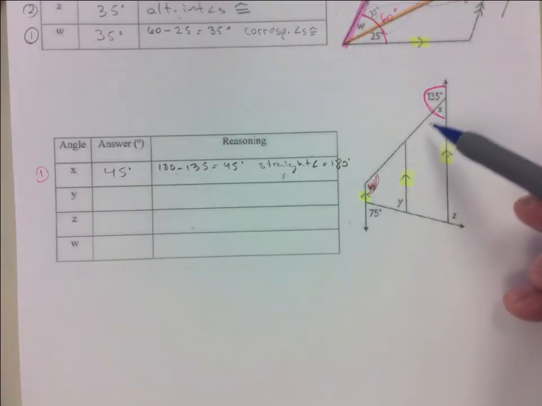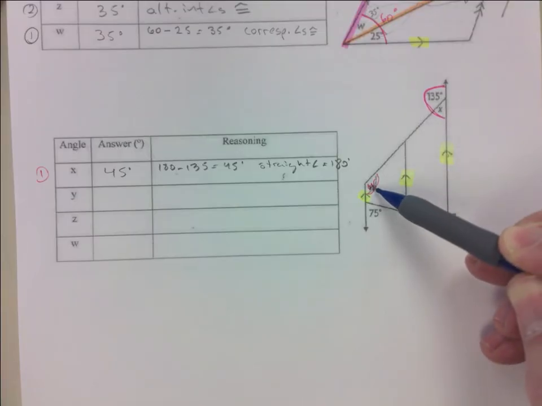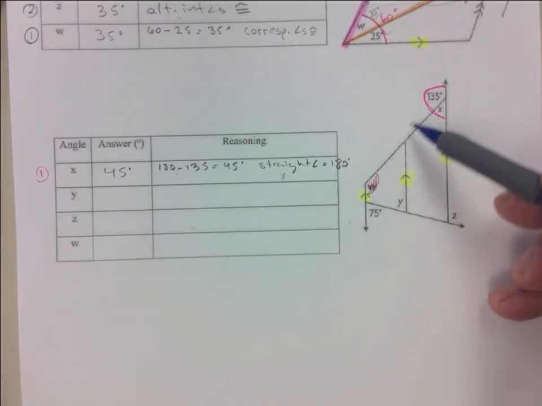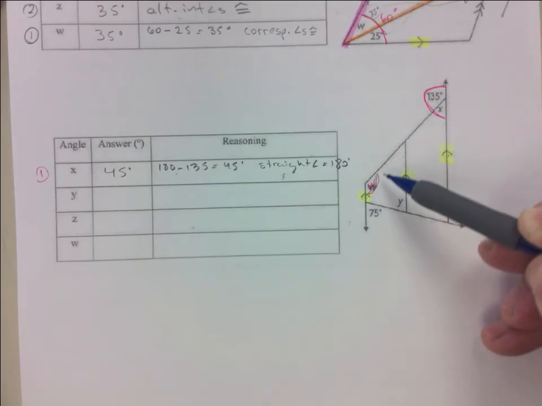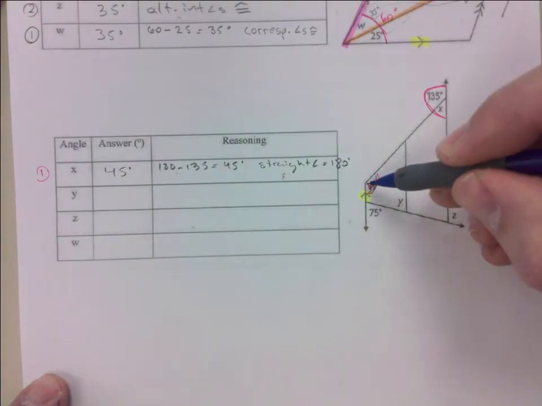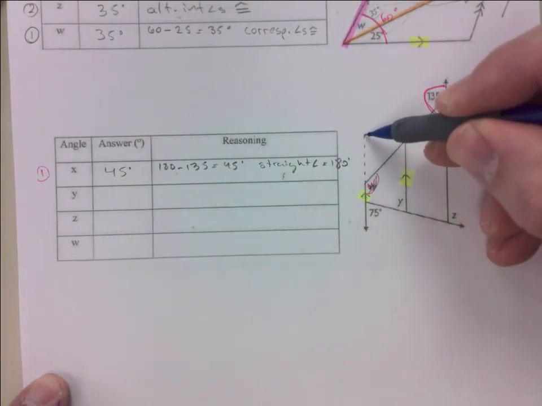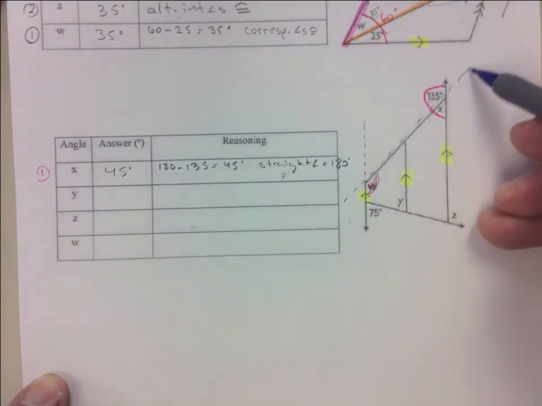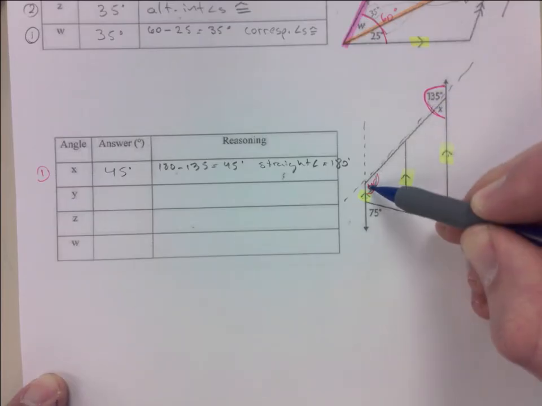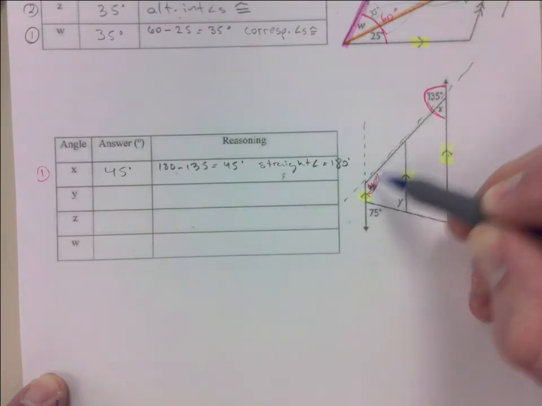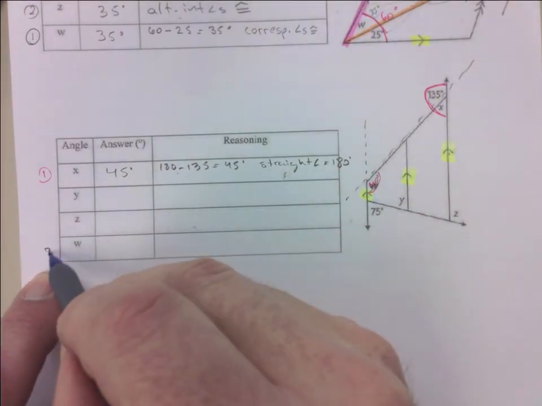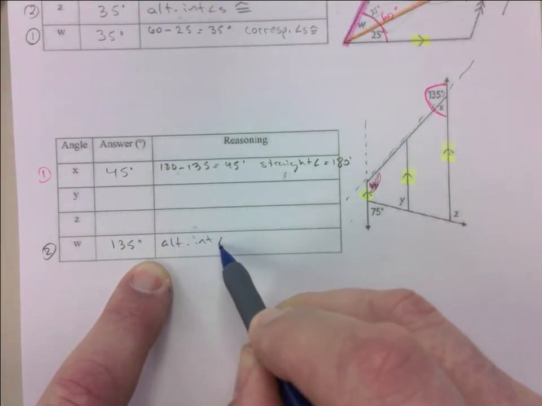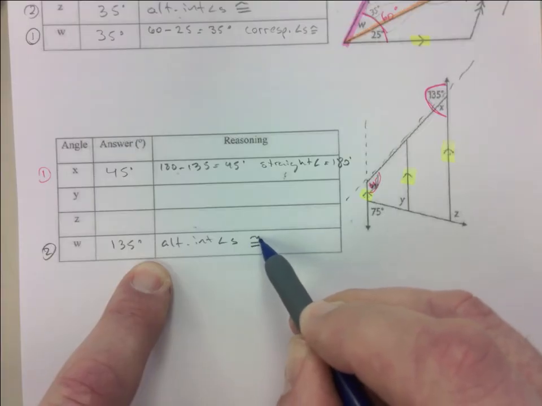I'm gonna try W here. Can I somehow relate this one to this one? This one would be alternate interior, correct? And if you don't see it, it's quite all right to extend this line. Sometimes you just want to extend the lines that are there so you see more, right? So this one and this one are alternate interior. So I'm going to do W next. I'm just going to say it's 135. Alternate interior angles are equal to each other.